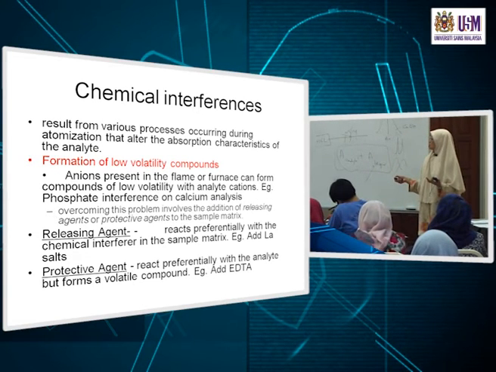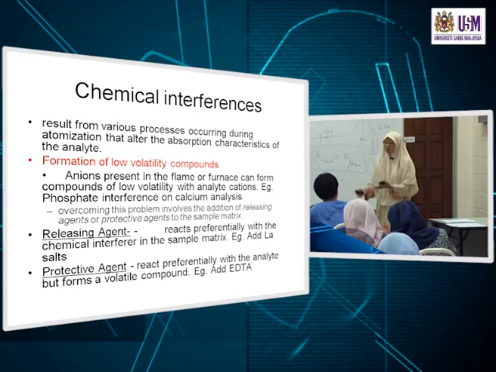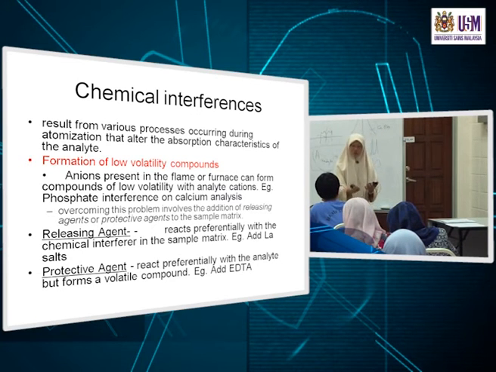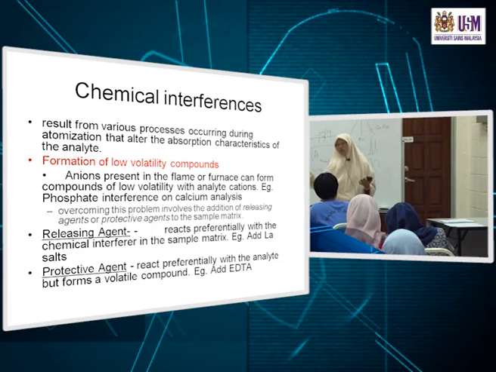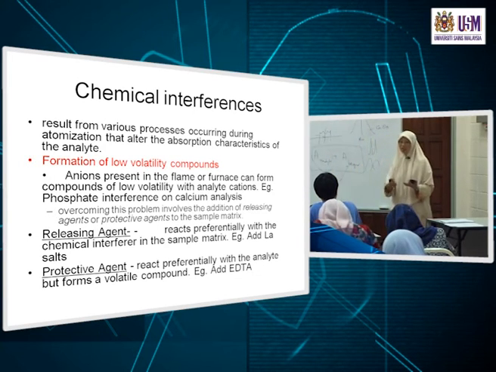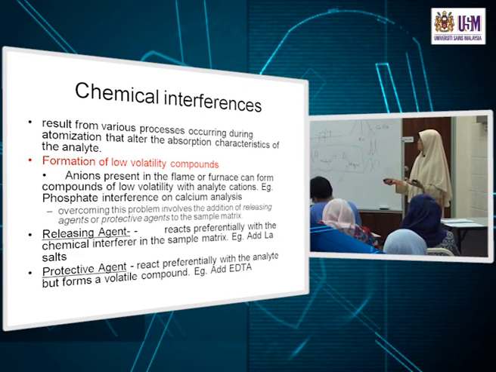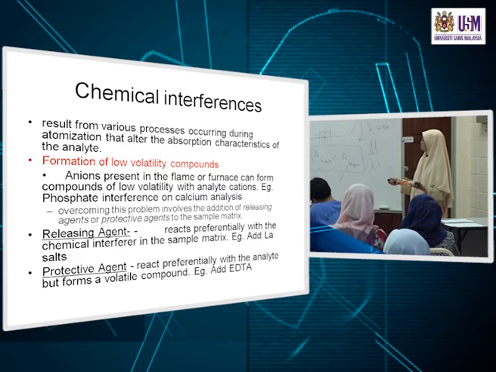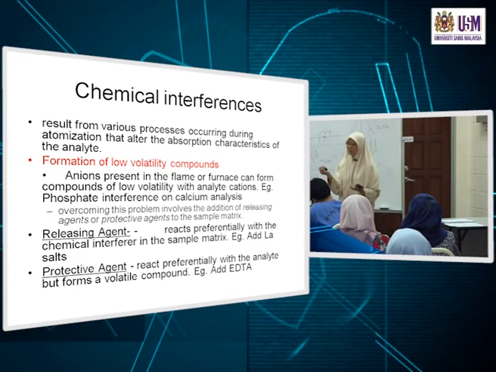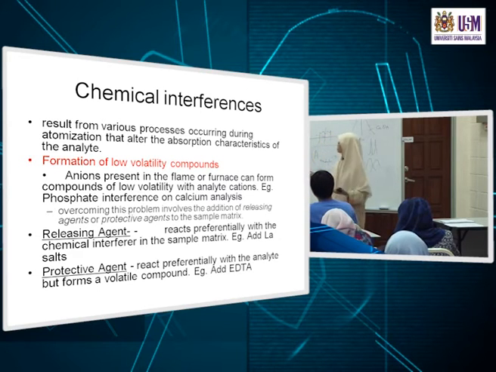One is by using a releasing agent, something that you have to add to your sample and your standards. Remember, whatever you add to your sample, you must add to your standard, even though in your standard there's no problem about the phosphate. Your phosphate was in your sample, but whatever additional reagent you add, you must add to your standards as well. An example of a releasing agent is lanthanum. So to your sample you add some lanthanum nitrate, and to your standard solutions also.